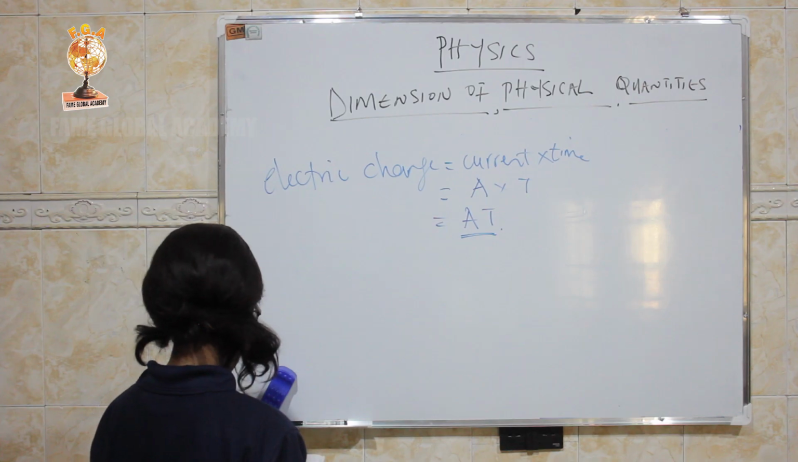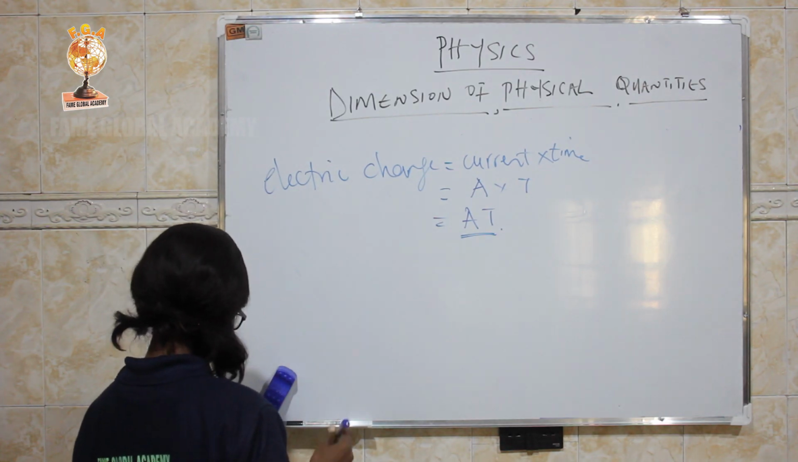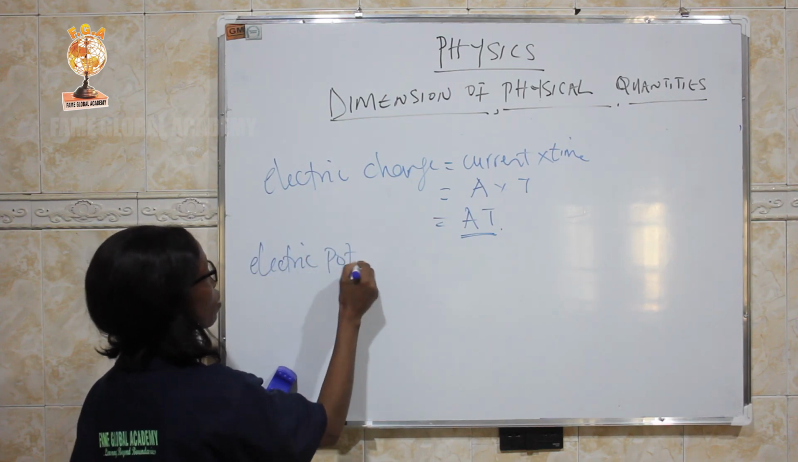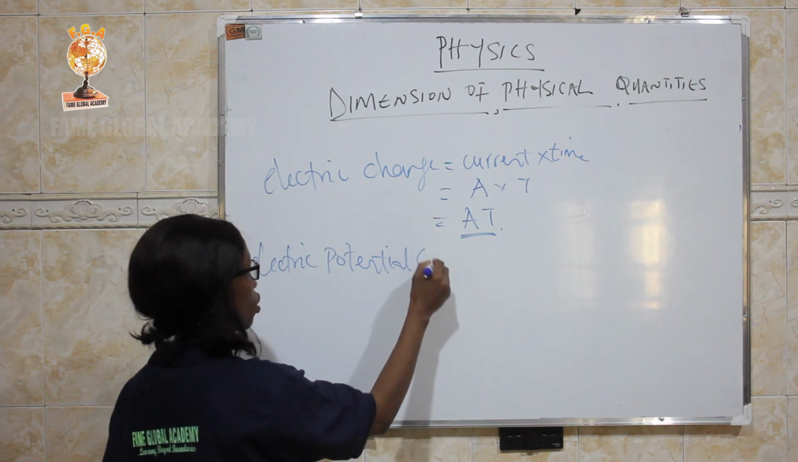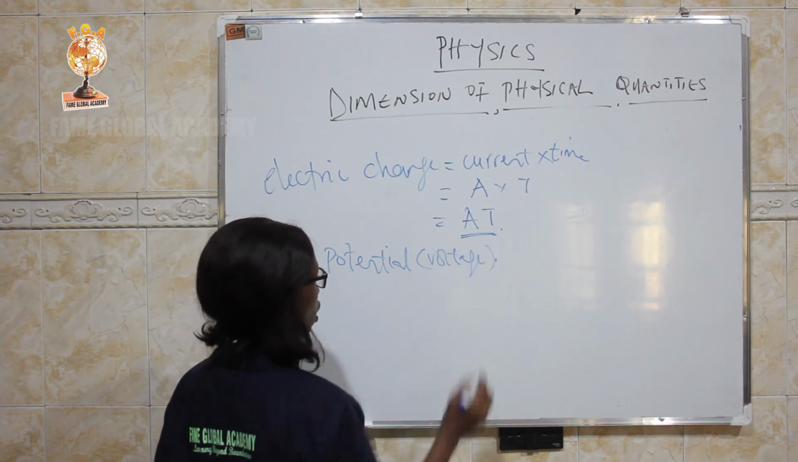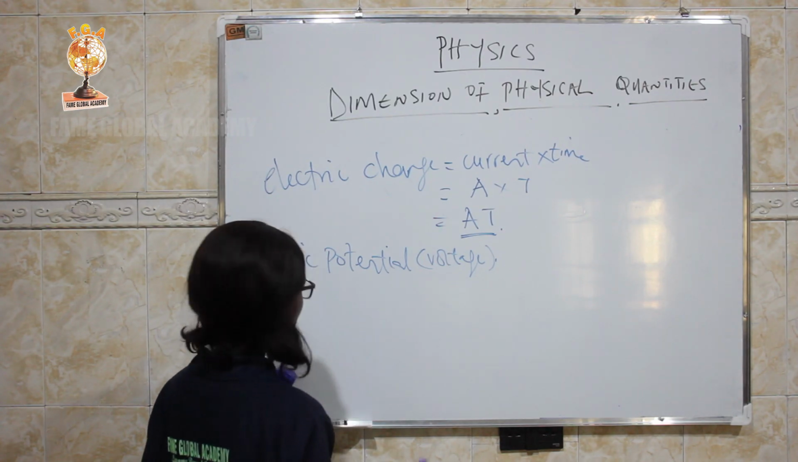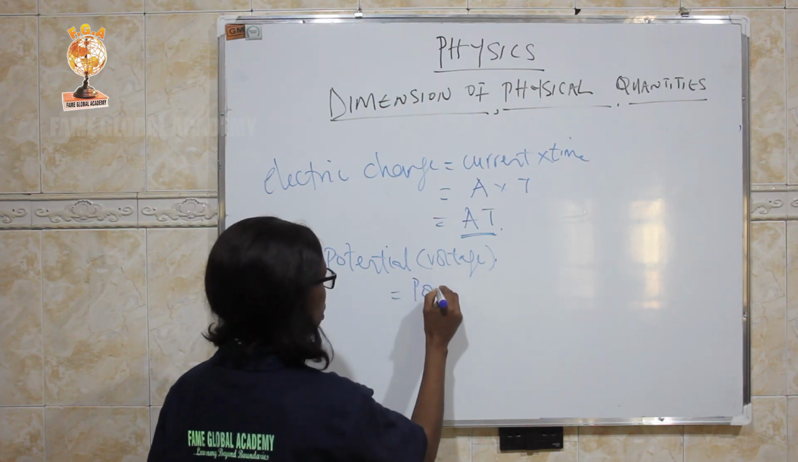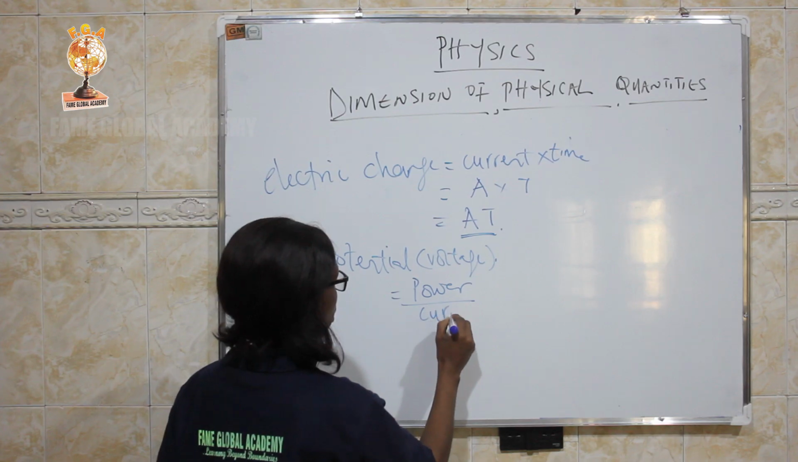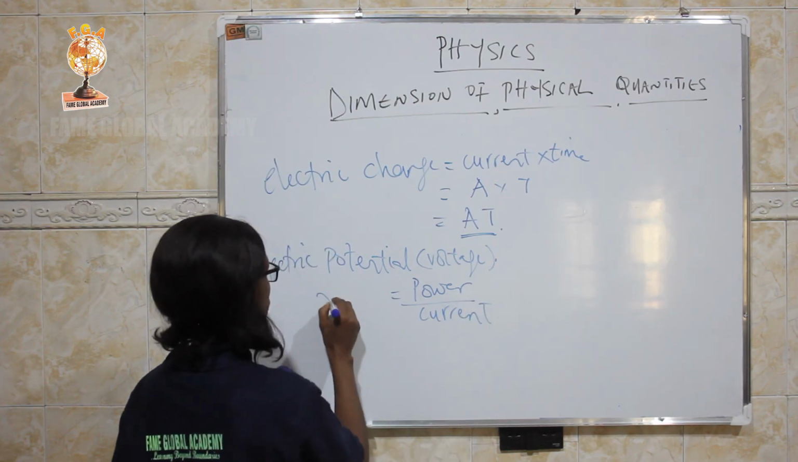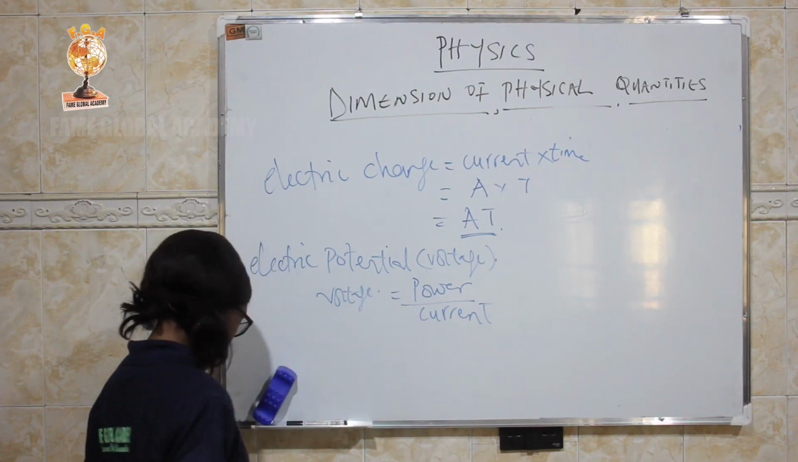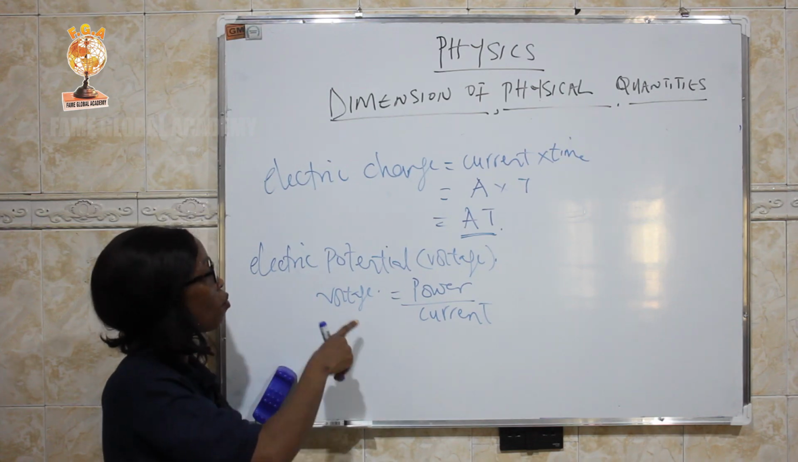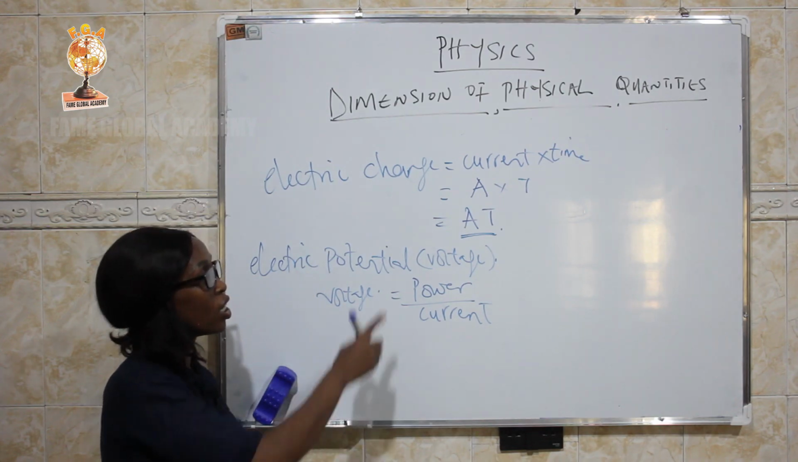Let's look at electric potential. Electric potential, which is voltage also, is power over current. This is V. Power over current is the formula for electric potential, which is equally voltage.